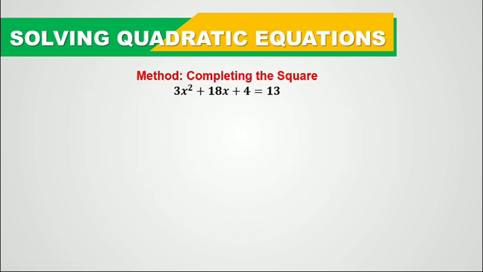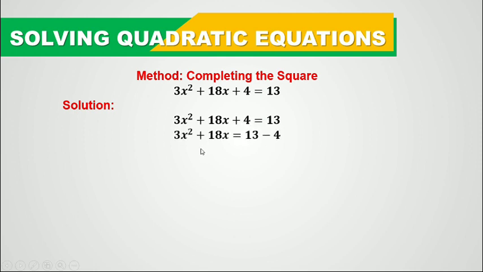Let's have this last example. Let's have 3x squared plus 18x plus 4 equals 13. So let's copy the given first. 3x squared plus 18x plus 4 equals 13. And then let's separate the constant. So let's write 4 to the right side of the equation, changing its sign from positive 4 to negative 4.